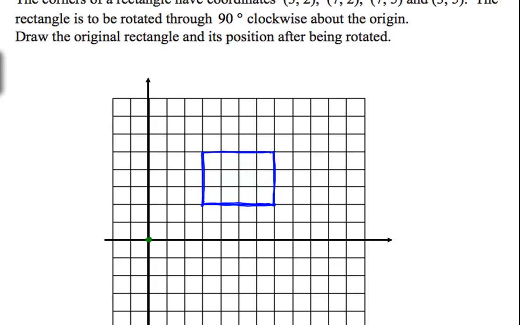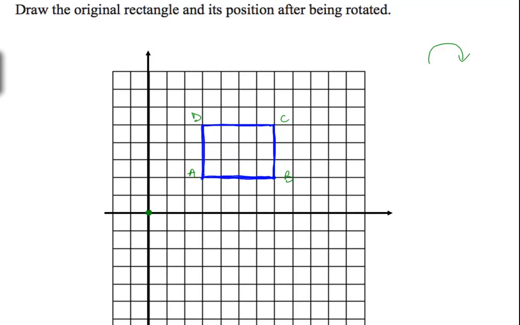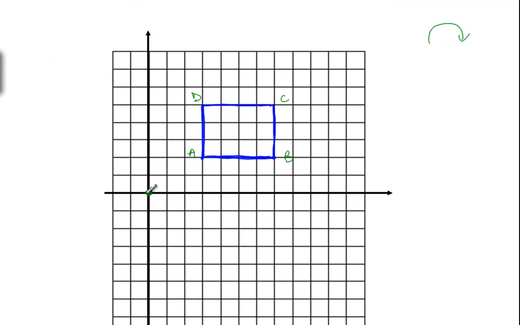So we want to rotate this rectangle 90 degrees clockwise. Of course clockwise is going this direction. So we can start with these points. We can label these points A, B, C, and D. We'll just have to carefully rotate these points 90 degrees about the origin, which is right here. And this can be a little bit tricky. So we're going from this point here, and we have to visualize how to rotate this 90 degrees. Here it's at 3, 2.